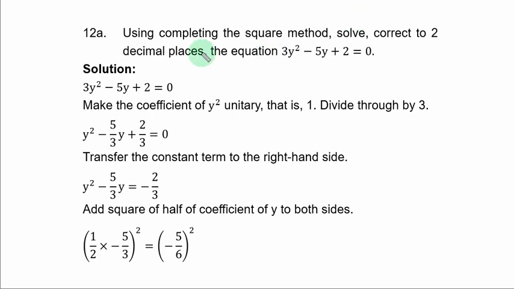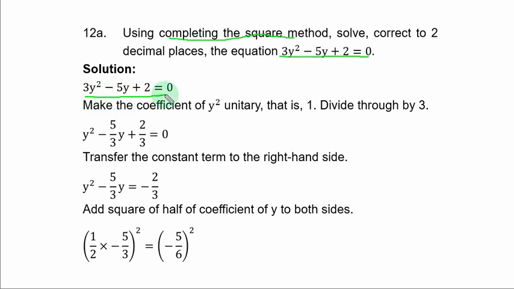Question 12a. Using the completing the square method, solve correct to two decimal places the equation 3y squared minus 5y plus 2 equal to 0. The equation is quadratic. So we are going to outline the steps that are involved when using the completing the square method. This is the equation you are solving.